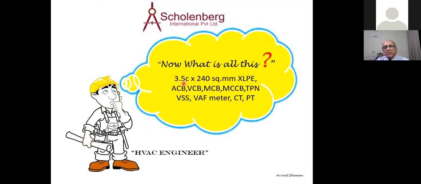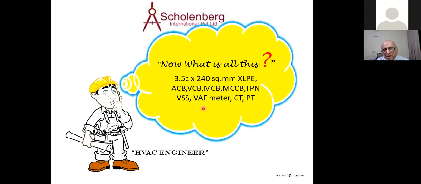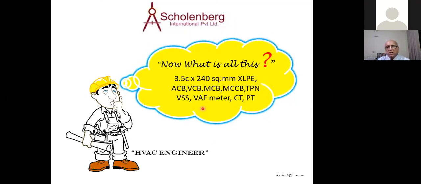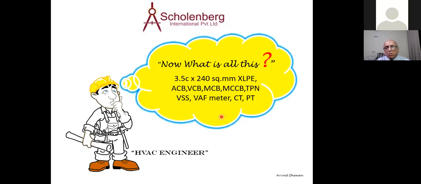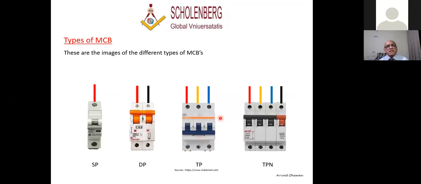Instead of 3.5C, you put 3, what will happen? Instead of XLPE, put something else, what will happen? Instead of MCCB, he puts MCB, what will happen? Let's understand some basic things. All these SP, DP, TP, TPN are switching devices. As you scale up, the devices change because current capacity changes. And you can't use an SP for 400 amperes, just cannot.